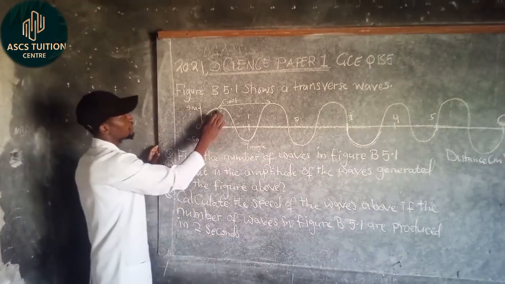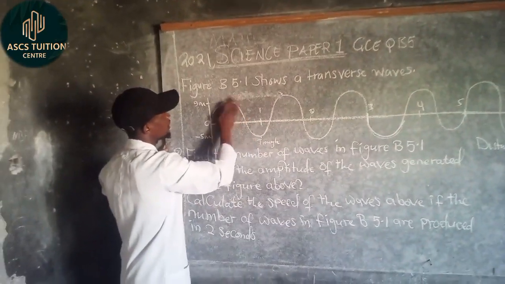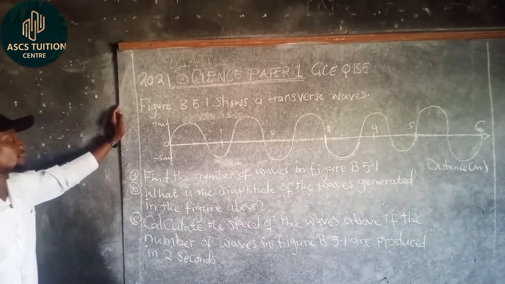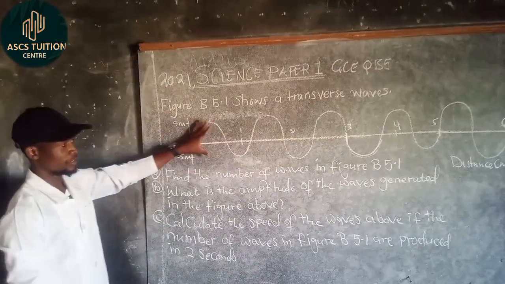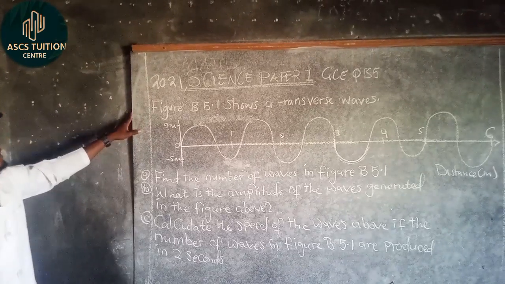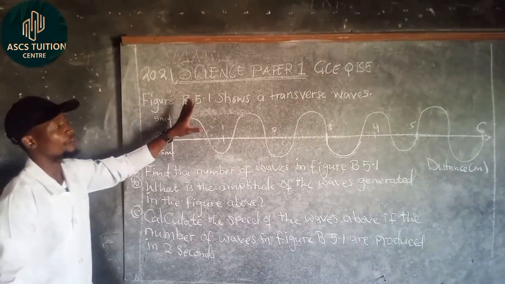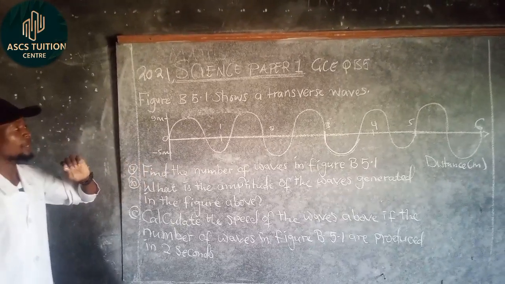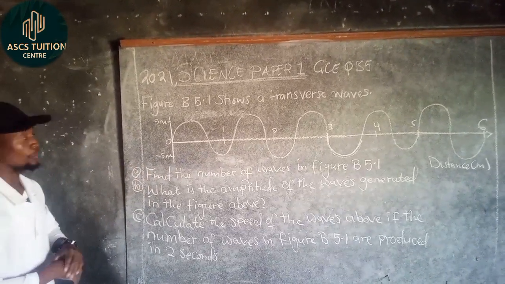But without wasting much of the time, let's look at this question. So, figure B5.1 shows the transverse wave. We have this transverse wave. Now, the first question, find the number of waves in figure B5.1. So for you to determine the number of waves, at this point, you need also to look at some points, which can actually help you.